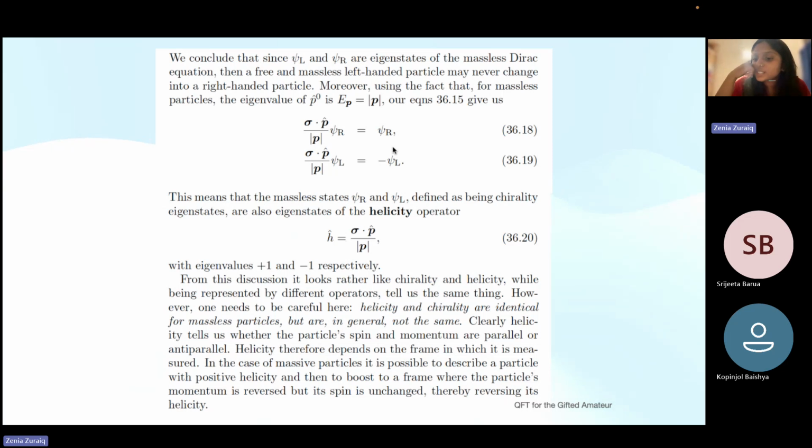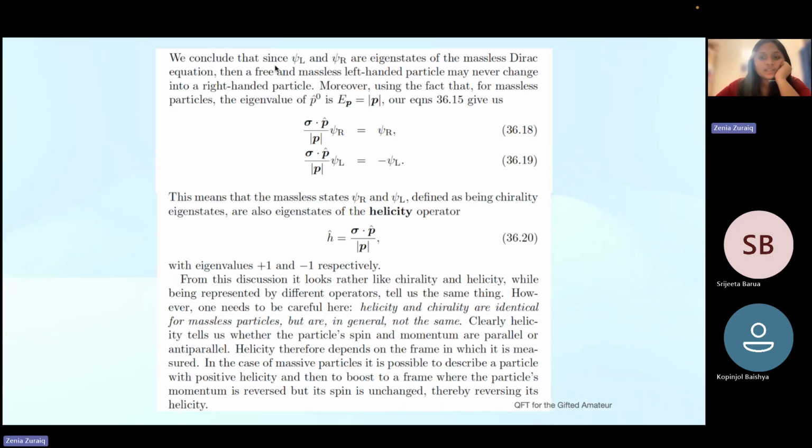So remember that we described helicity way back in the first lecture or so, where we were talking about how helicity is basically whether or not the spin and the momentum are aligned or anti-aligned, right? So if the intrinsic spin of the particle and the momentum are in the same direction, it has positive helicity, and so on.